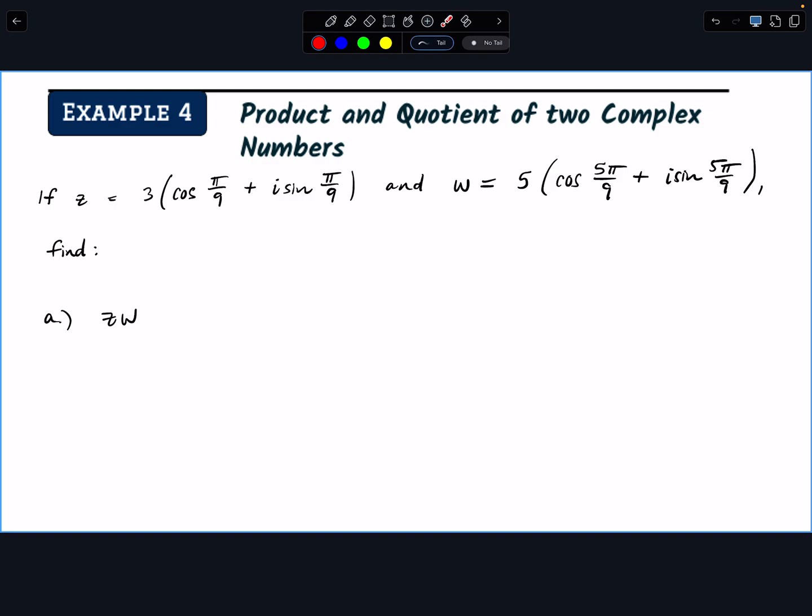Polar form? Okay, so what I want us to do, and this will be given to you guys on a test or a quiz or your homework, it'll tell you which forms to write your answers in. So we want to express our answers in polar form and exponential form.